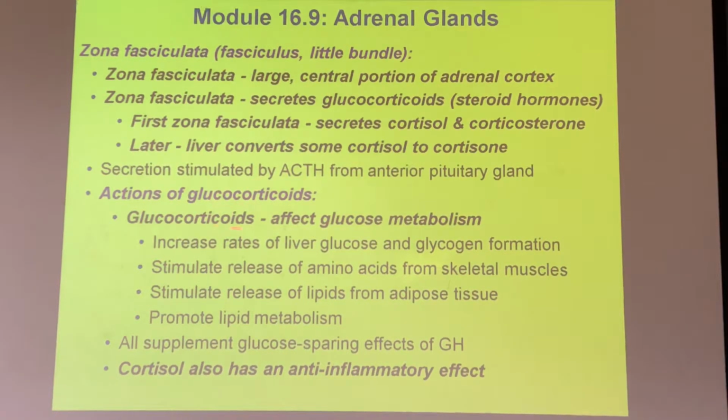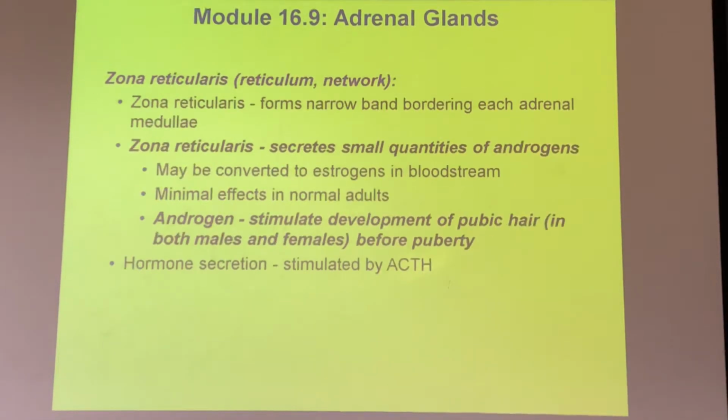Then what do these glucocorticoids do? Gluco means glucose, so they affect glucose metabolic activities, and cortisol has an anti-inflammatory effect when there is an infection. The last layer of the cortex is called zona reticularis, and reticularis means they are basically making a network. They secrete androgens, and what do androgens do? They stimulate development of pubic hair before puberty.